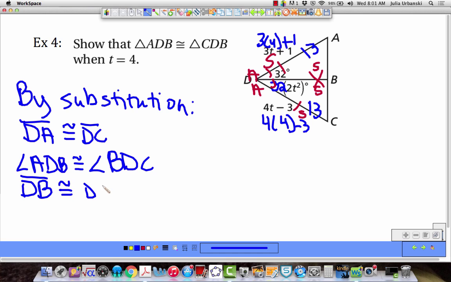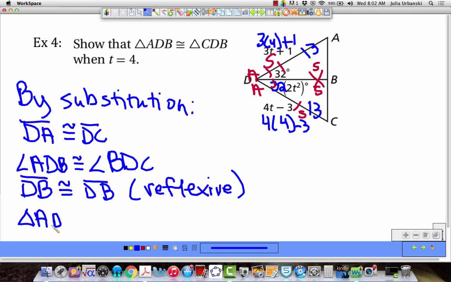Good. And for that one, we still have to give a reason. It's not the substitution reason. So we have to call that one reflexive. Now we have everything we need. Triangle ADB is congruent to triangle CDB by the reason of what? SAS.